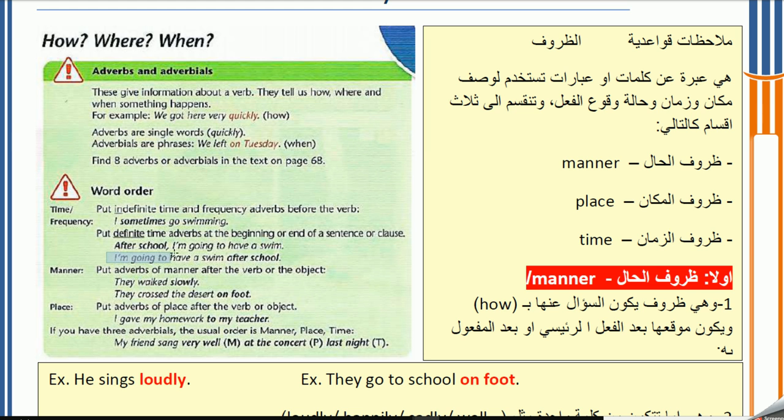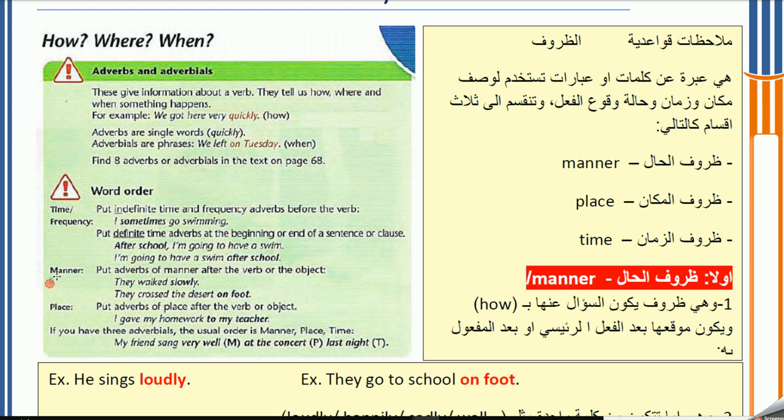Another example, I'm going to have a swim after school. After school here means definite time adverb, comes at the end of the sentence. This sentence, I am going to have a swim, comes after it, after school. The adverb of time, definite time adverb, after school, comes at the end of the sentence.